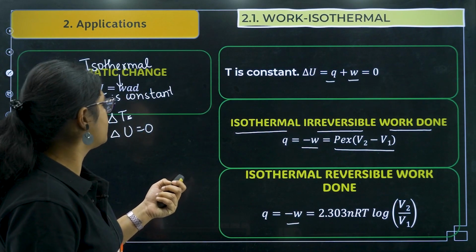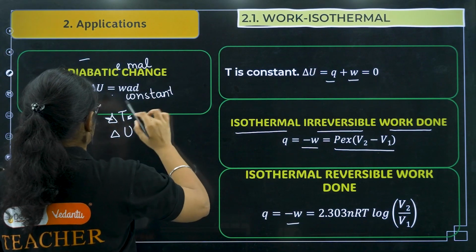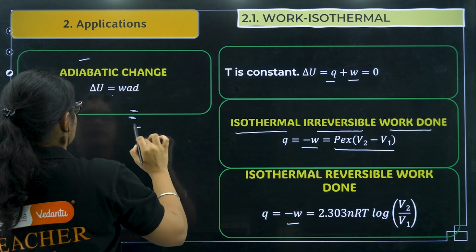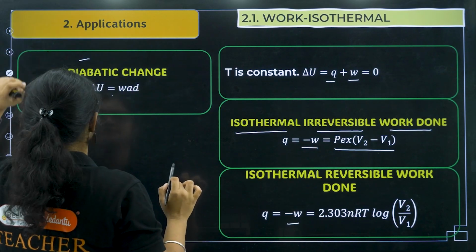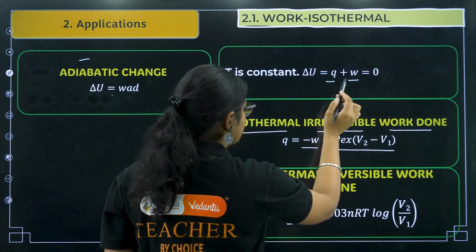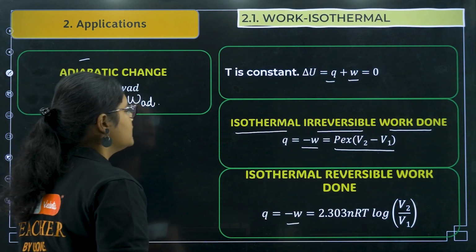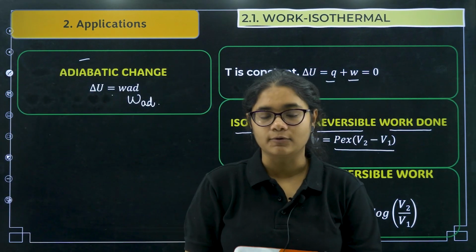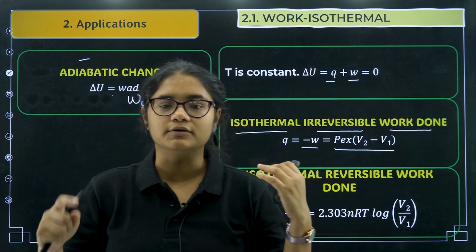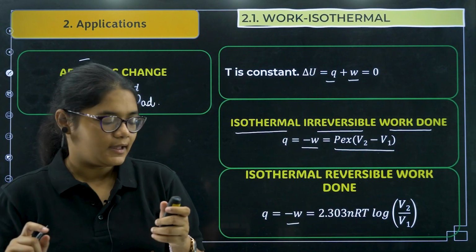Next we'll go to the next thing, that is adiabatic change. So here I will write adiabatic change. Now if adiabatic process is there, in that what happens, Q is equal to 0, so I can write delta U will be equal to W adiabatic, right? In case of adiabatic process, what is the value of delta U? Delta U is work, W adiabatic, okay.